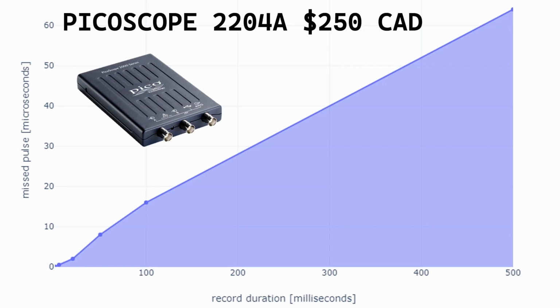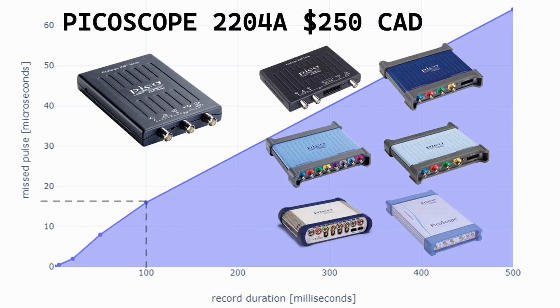As recording length increases along the x-axis, so does the width of pulses that the scope will miss. If my recording length is 100 milliseconds, I can't consistently detect 16 microsecond or shorter pulses with my scope. This problem is common across low-cost scopes, not just PicoScope. I should also mention that PicoScope does have many more capable models if you're willing to spend significantly more.